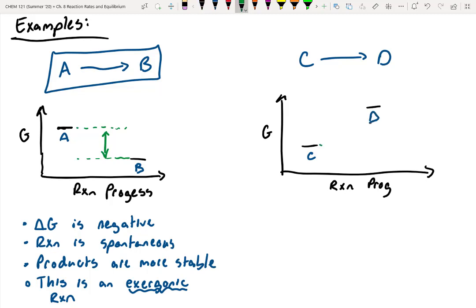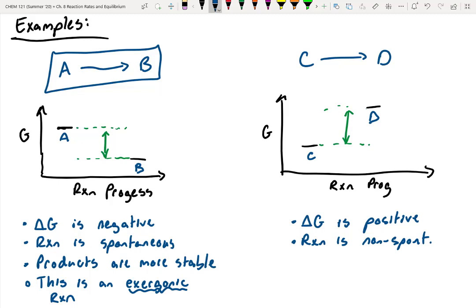Well, same idea though, right? We can say, well, we can measure this gap in energy. But this time, delta G is going to be flipped. Delta G is going to be positive. And another way of describing this is we could say the reaction is non-spontaneous, meaning it simply won't occur under these conditions. And that's because the products are less stable. And this would be an endergonic reaction.